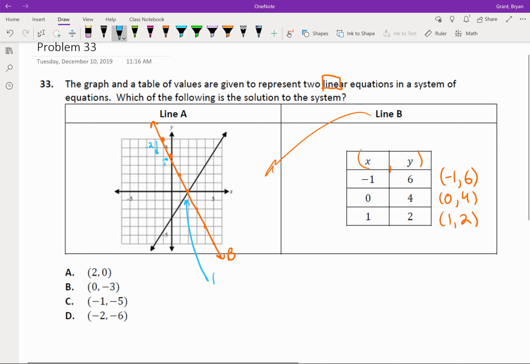And it looks to me like they cross on the x-axis, so the x is 2, it's none on the y. They cross at the point 2 comma 0. Once we see where they cross, we've found our solution, and we're done with this problem.